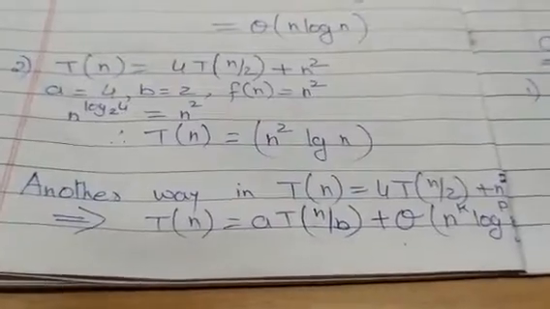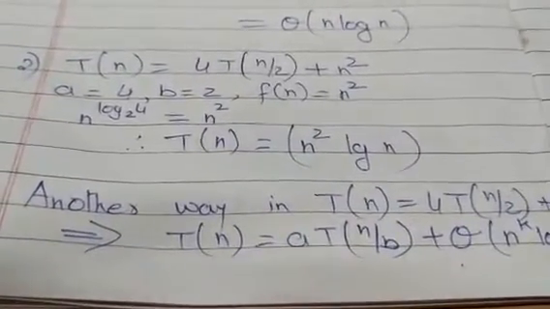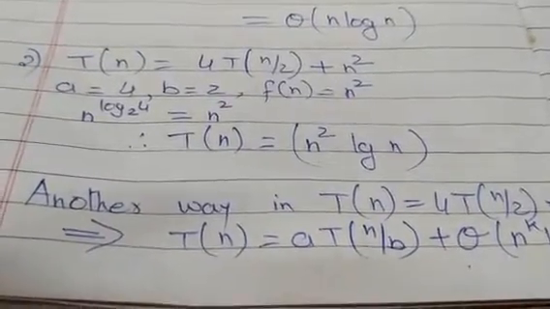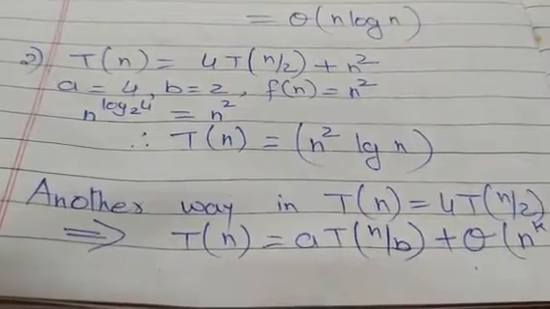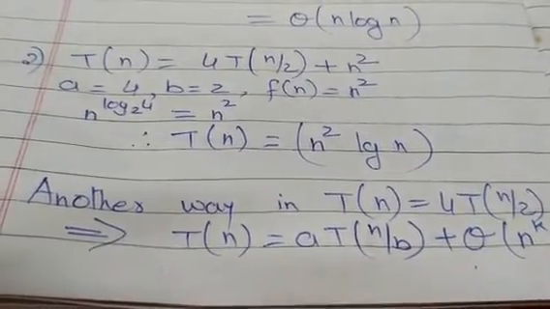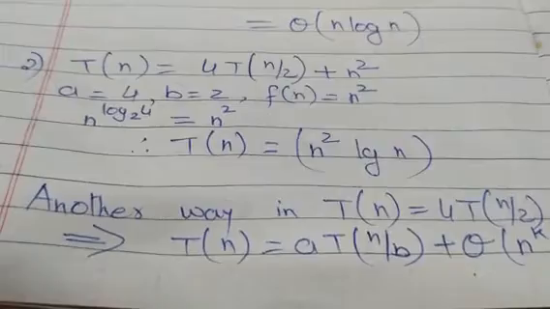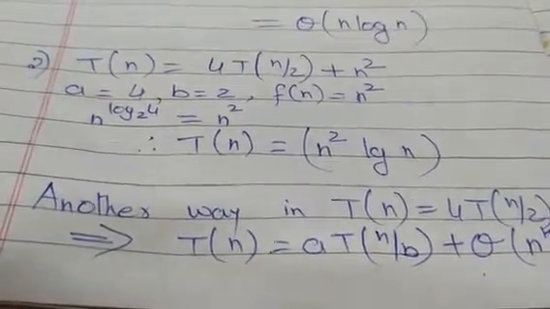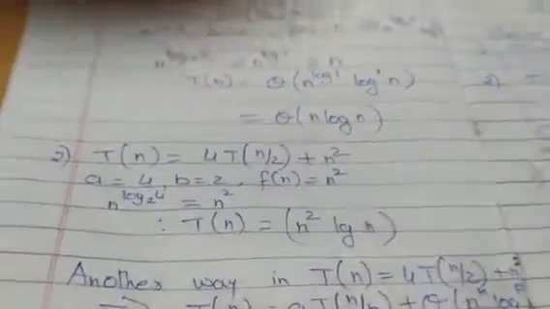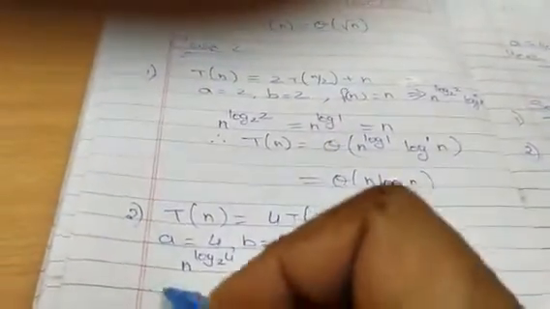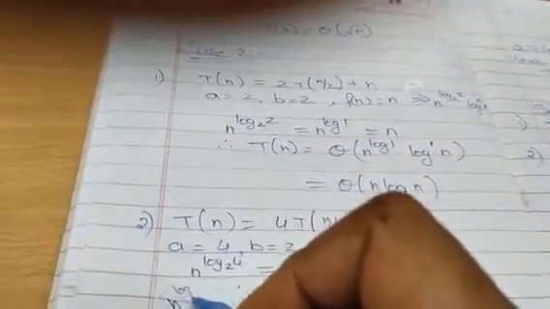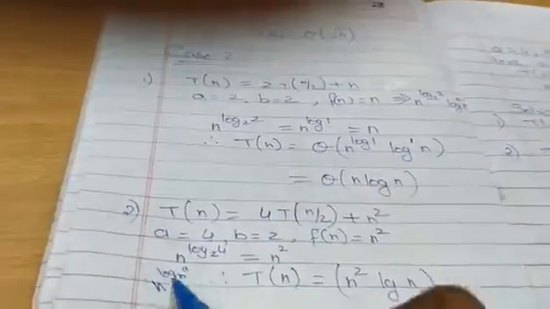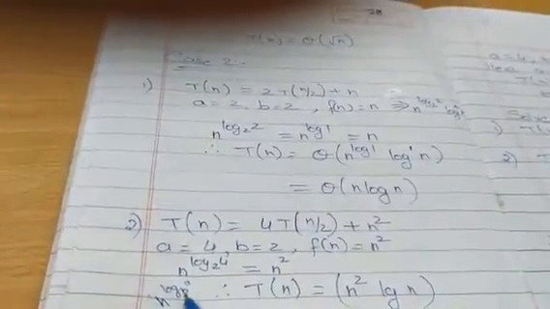In the second example, T of n is equal to 4T n by 2 plus n square. a is equal to 4, b is equal to 2, f of n is equal to n square. Now n raised to log 4 to the base 2 is equal to n square. How do you get this? How do you substitute this? This is n raised to log a to the base b. Here a was 4, b was 2.